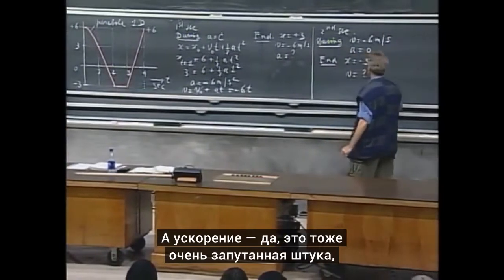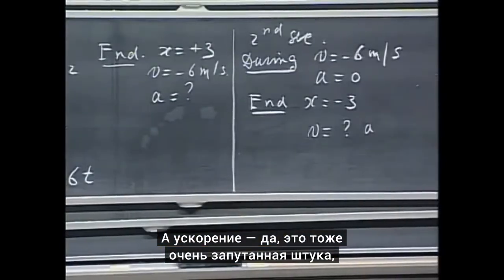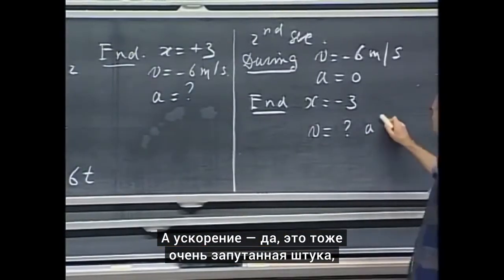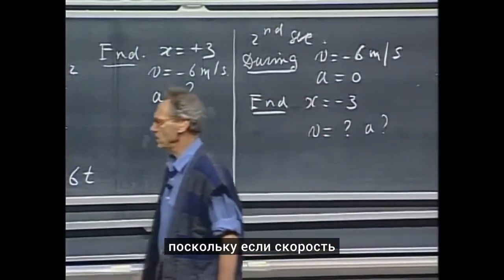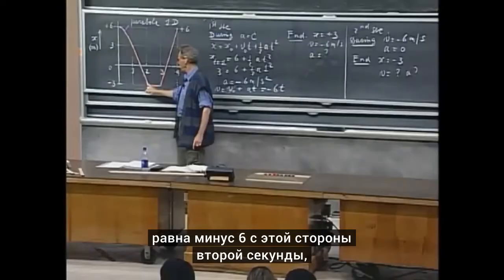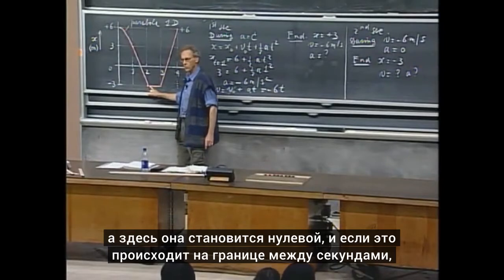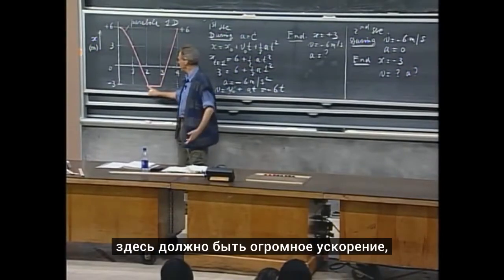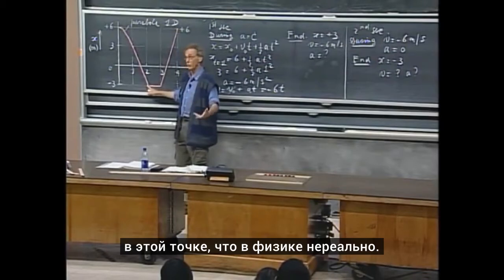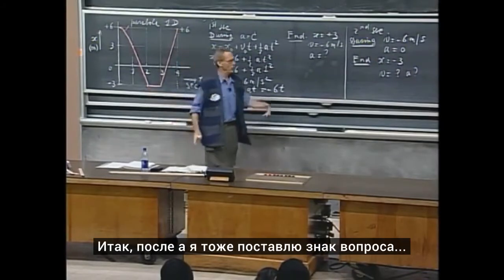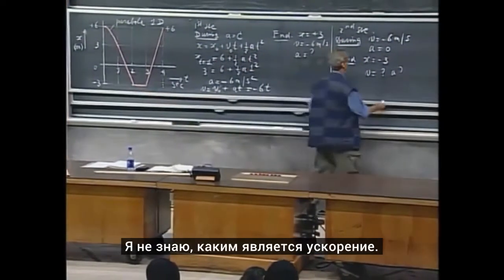And the acceleration, yeah, that's also a very tricky thing. Because if the velocity is minus 6 on this side of the 2 seconds, and here becomes 0, and if that happens in a split second, there must be a huge acceleration just at that point, which is non-physical. So I would also put a question mark at the A. I don't know what the A is.